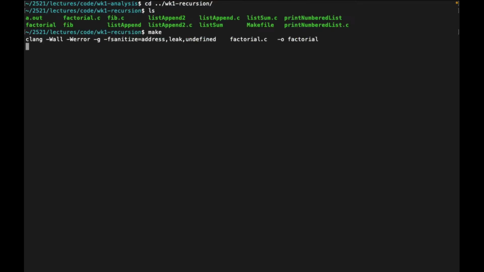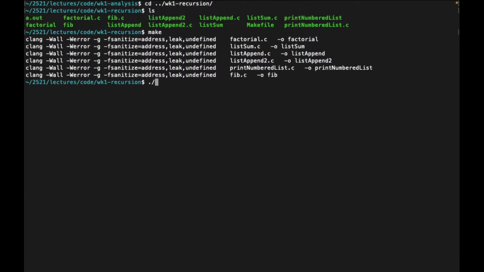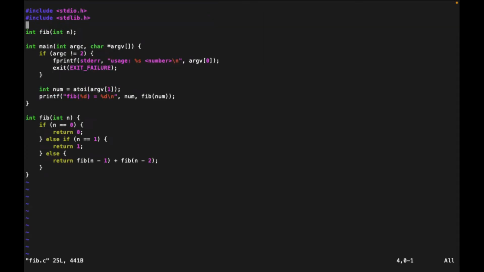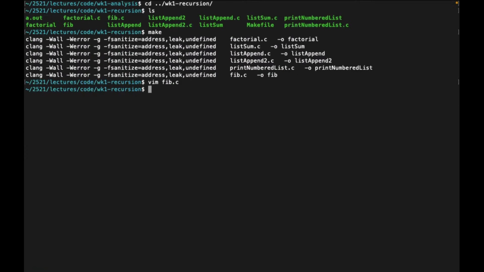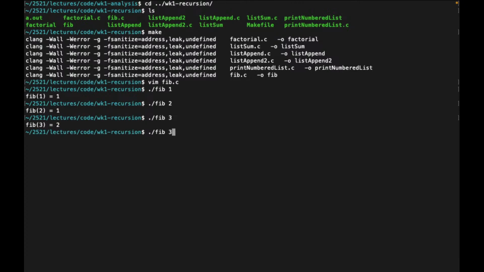I've got my Fibonacci program here. It contains the exact same code that I showed on the slide. The program just takes in a command line argument, which is the n that you want to find the Fibonacci number of, and then we can run it like this. So fib 1 is 1, fib 2 is 1, fib 3 is 2, and so on. So you can see that it works.